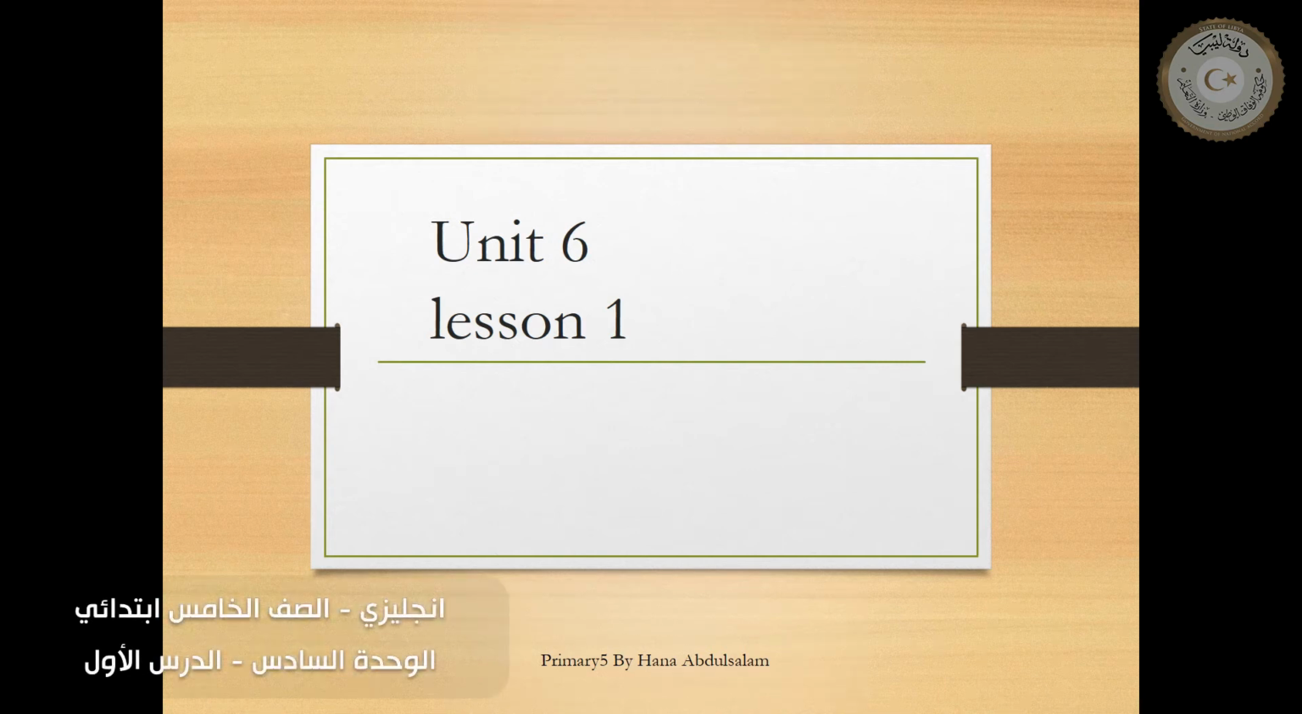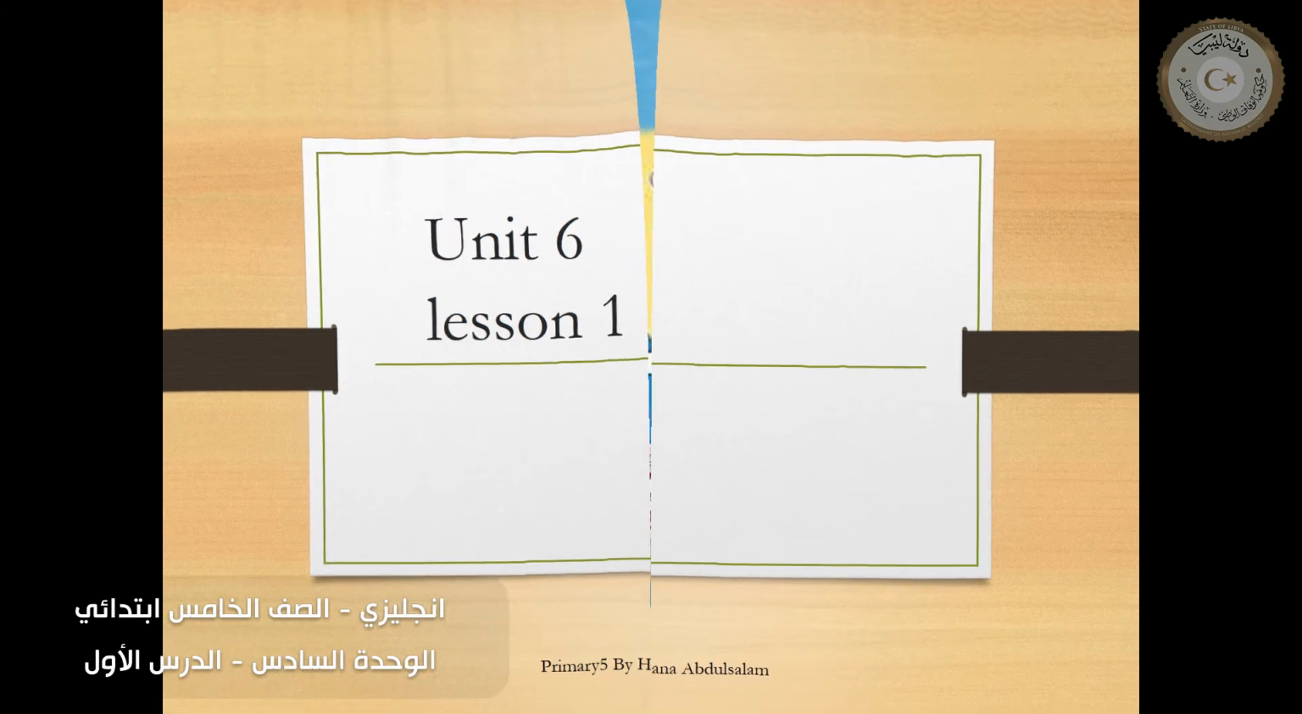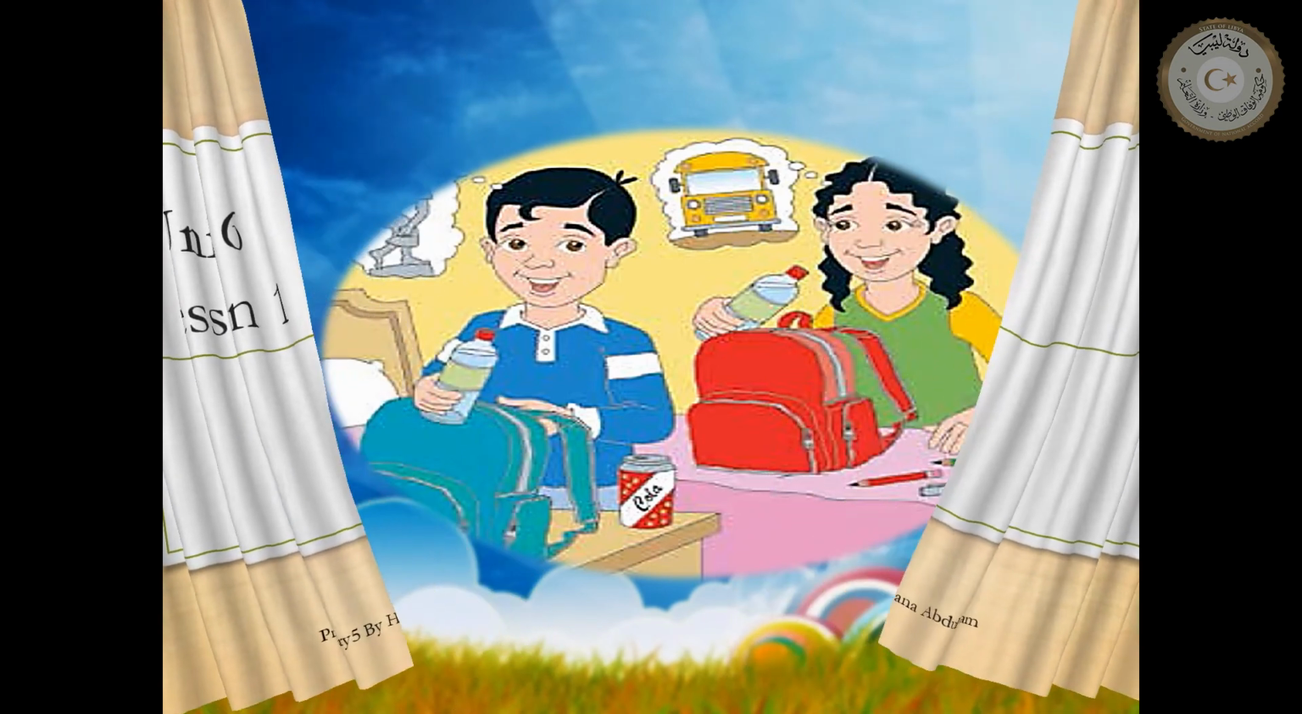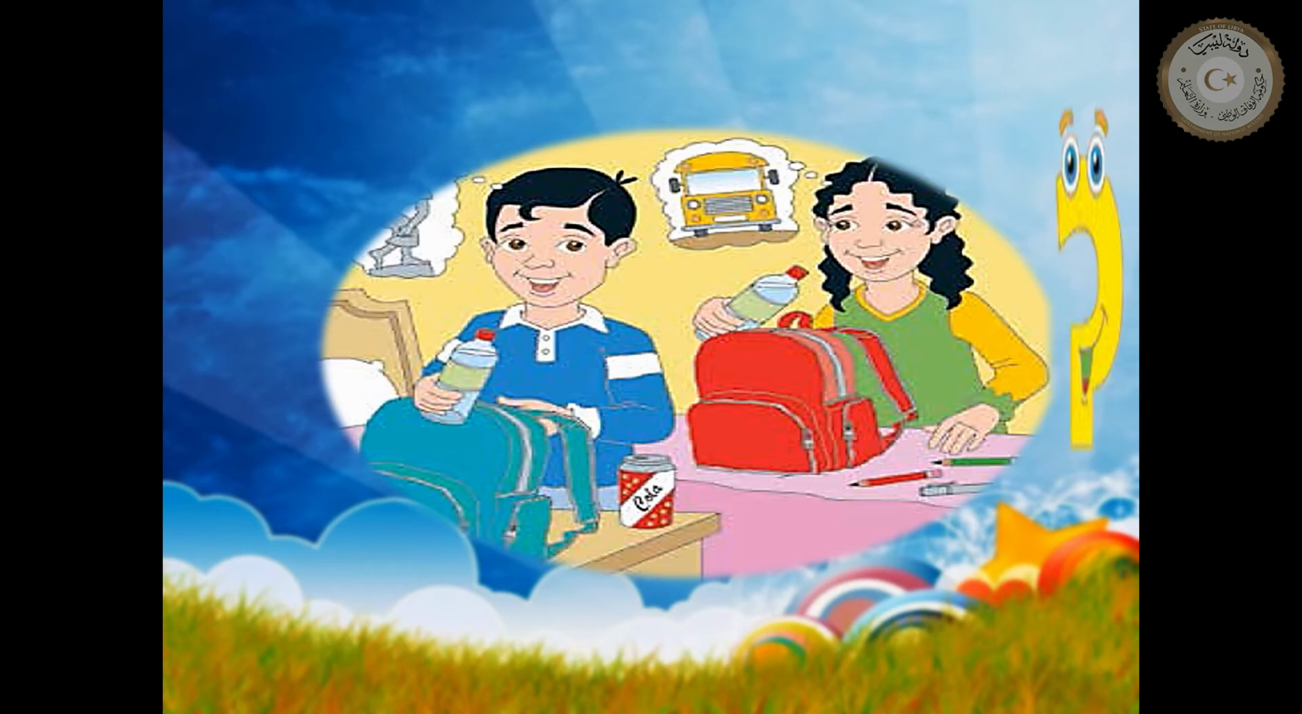Okay, today we have Unit 6, Lesson 1. Two children. Who are they? They are Ronnie and Susan. I have another question. When did they get up that day? In the past. When did they wake up? They woke up at 6:30.